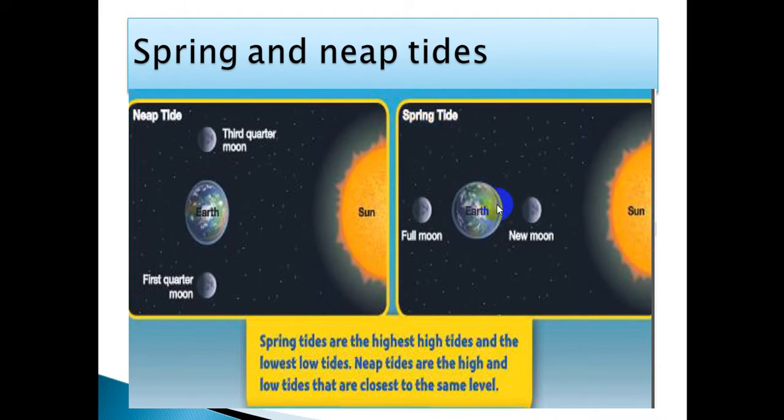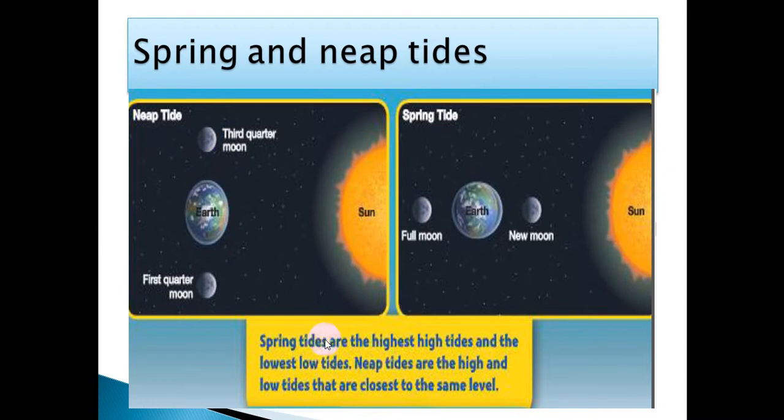So in the spring tide, the high tide is very high and the low tide is very low. This is called the spring tide when the sun and the moon both are in the same direction. They line up. This happens at new moon and full moon, because in these positions the moon and the sun will be in the same line. While in the third quarter and the first quarter, we call it neap tide because the moon and the sun are not in one line.